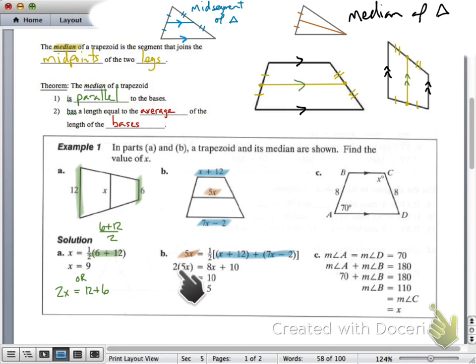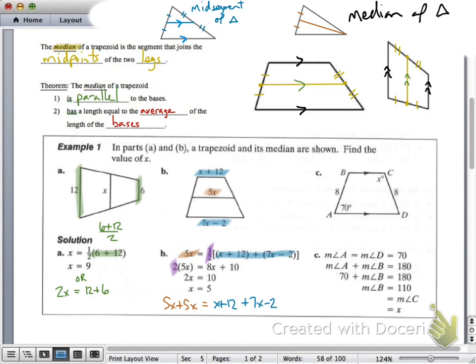So 2 of these, 2 times 5x, is equal to these two bases added together, which is why I said that it's really doing the same thing. Or you could just go straight to this and write it this way: 5x plus 5x equals x plus 12 plus 7x minus 2. So you have some options here, as you usually do.